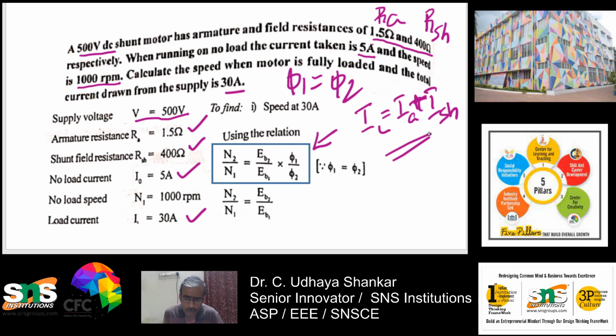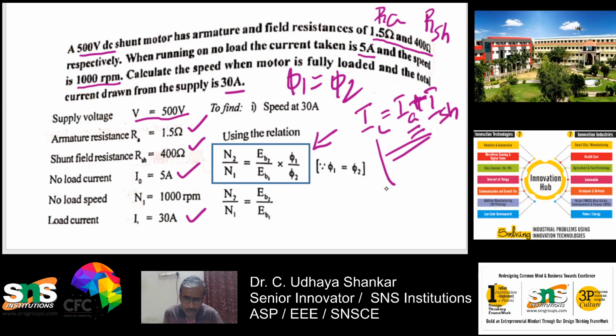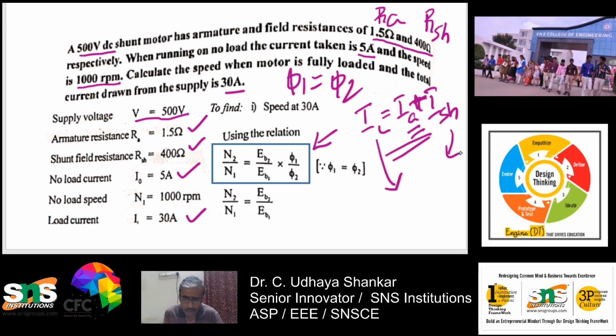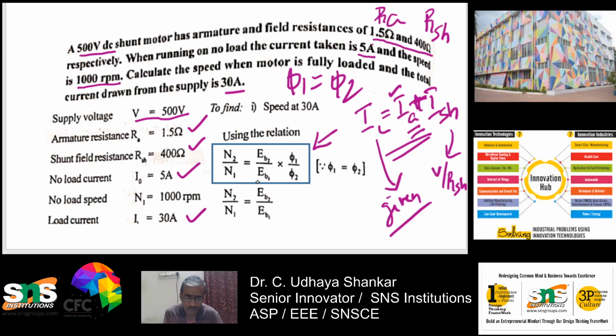So, from this you want to calculate what is IA, because only IL is given. Now you want to calculate IA, and ISH can be calculated as V by RSH. IL is given, so you want to calculate only IA. By calculating IA, you can substitute it in the EB2 and EB1, and you can find the value of speed at N1 or N2 or something like that.